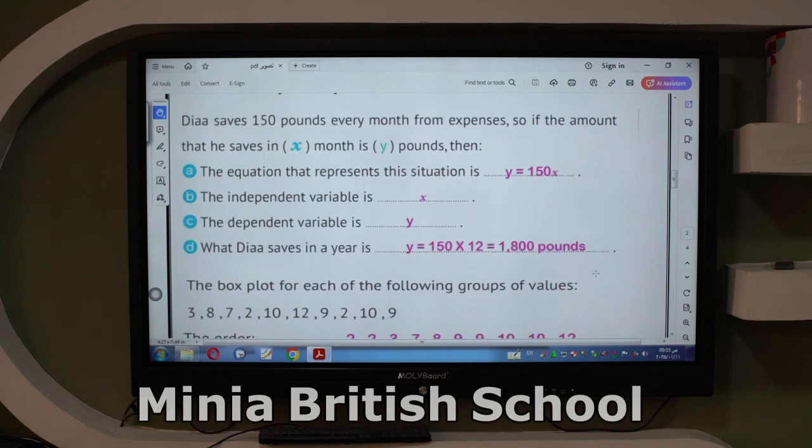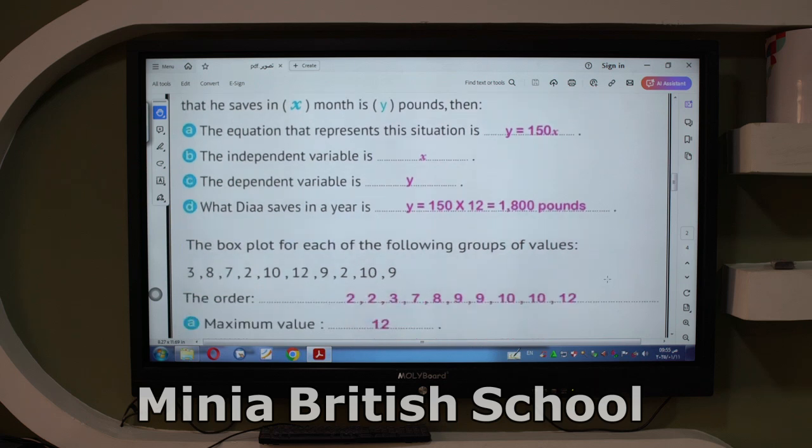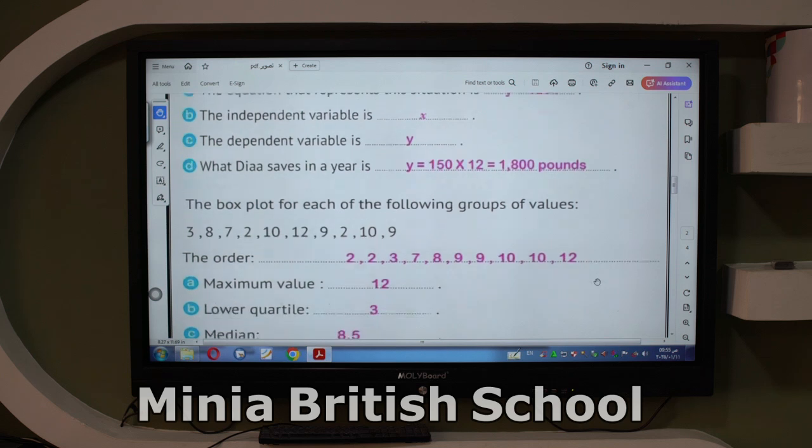1 year equals 12 months. Then I will take X and put it equals 12. 150 times 12 equals 1,800 pounds. Okay, you have to write all steps.